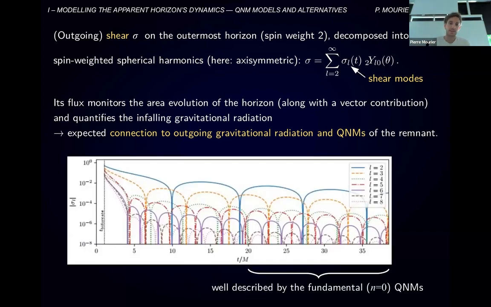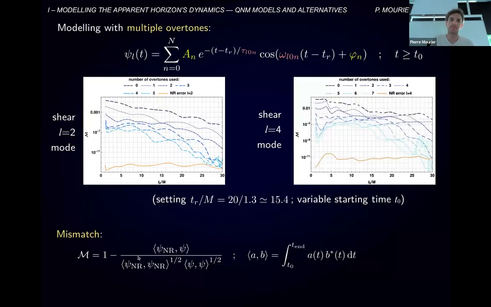And indeed, if we look at these modes as a function of time here in log scale, we recover at late times damped oscillations, which we show for all the modes are indeed very well described by the fundamental quasi-normal modes of the final black hole, which is a Schwarzschild black hole in this case. Beyond that, if we look at earlier times, the behavior is quite different, and we see a steep non-oscillating damping, which we also want to investigate and see if we can describe the entire time dependency of the shear modes.